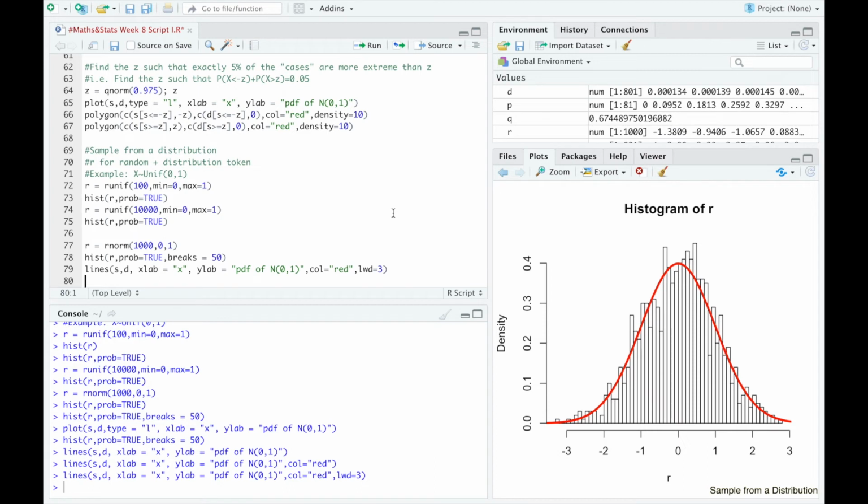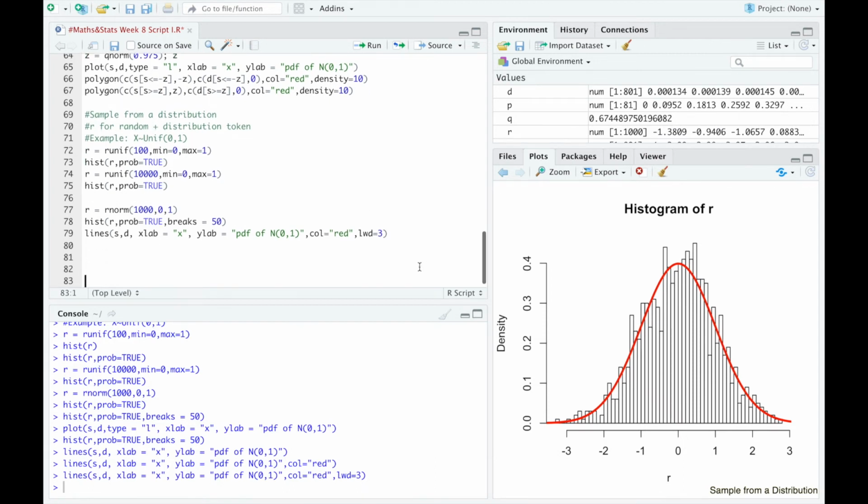Okay, so this is how you sample from these distributions. So, other distributions.